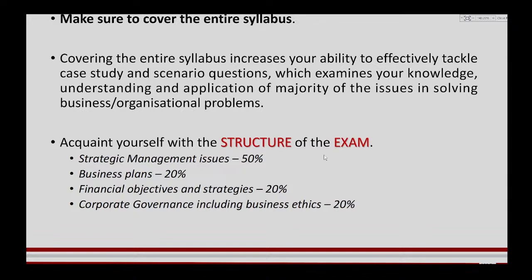Please, have you been able to write the structure down? So if you can see it from here, you can see that you have what? Strategic management issues covering 50%. Right? But then I spoke about an issue, which is what? Making sure you cover the entire syllabus. Now, how is that possible?